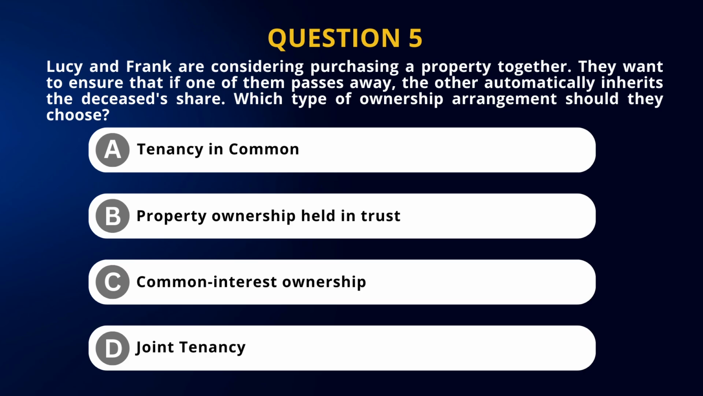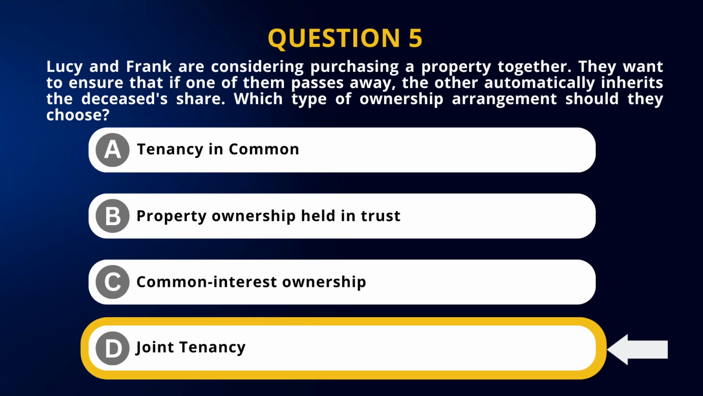Question number 5. Lucy and Frank are considering purchasing a property together. They want to ensure that if one of them passes away, the other automatically inherits the deceased's share. Which type of ownership arrangement should they choose? Letter A, tenancy in common. Letter B, property ownership held in trust. Letter C, common interest ownership. Letter D, joint tenancy. And the answer is letter D, joint tenancy.